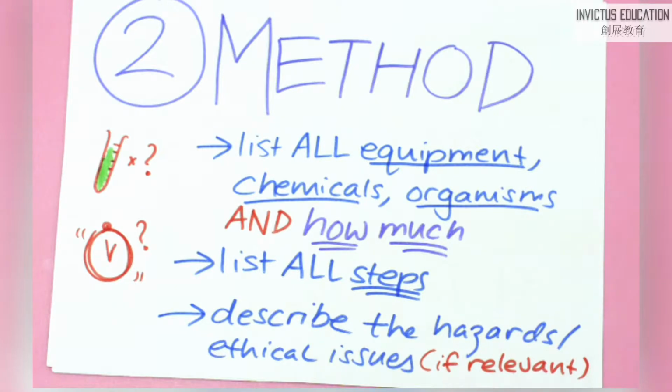In your method, you have to be comprehensive but clear and concise. List any equipment or materials that you'll be using, and don't forget to include the exact quantities. Then, list all the steps required.